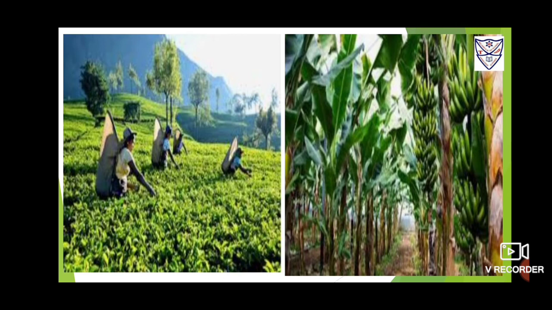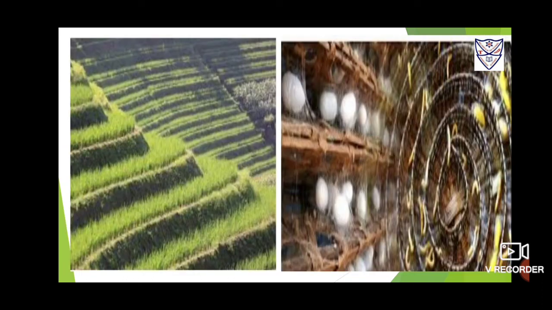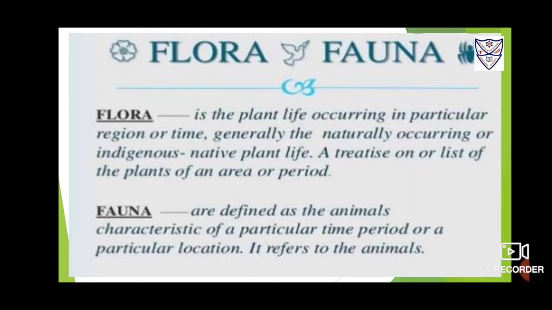Tea plantations are found in West Bengal and Assam. Banana plantations are seen in the plains. In Bihar and Assam, silk is produced by rearing silkworms. Crops are grown on the terraces of the hills that have gentle slopes.